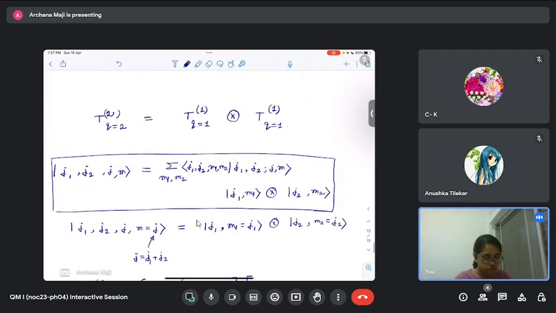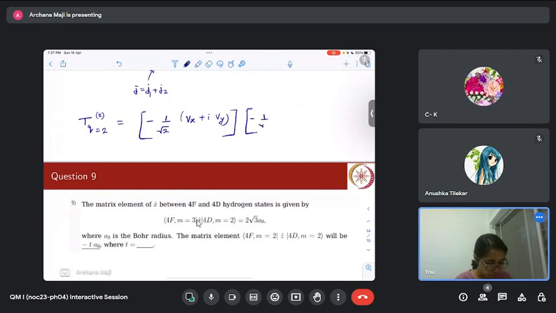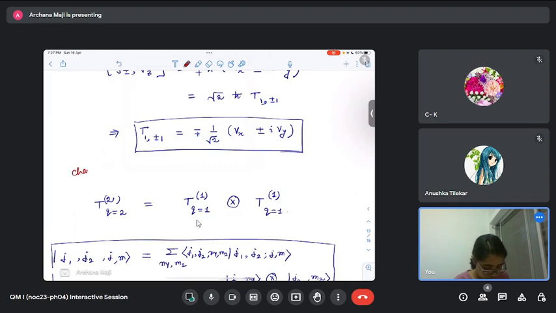times again a spherical tensor of rank 1 with Q equal to 1, that is again minus 1 over square root 2, same thing, (Vx plus i Vy). So this is one half (Vx plus i Vy) whole squared. Okay, since I have changed the notation, let me just write down: T^K_Q is T_KQ. This is what I have changed. Fine.